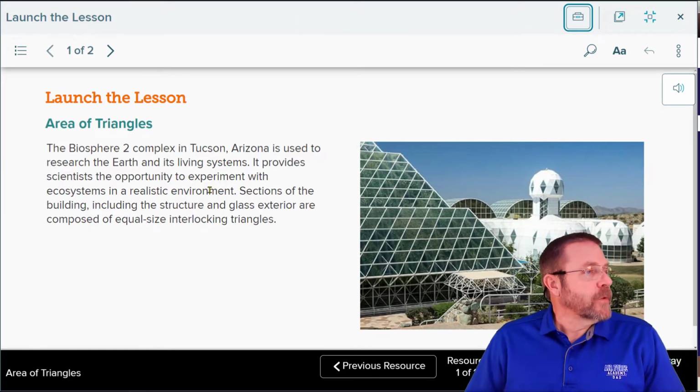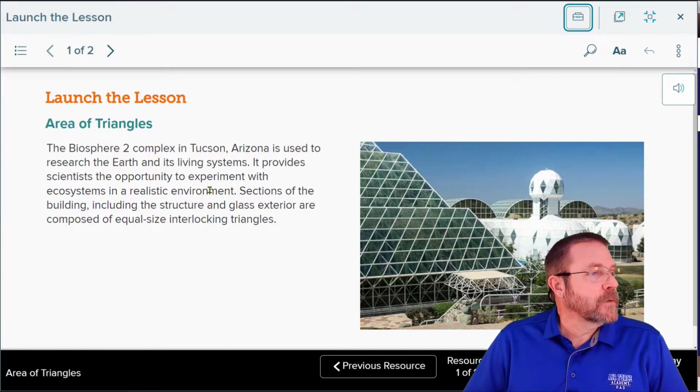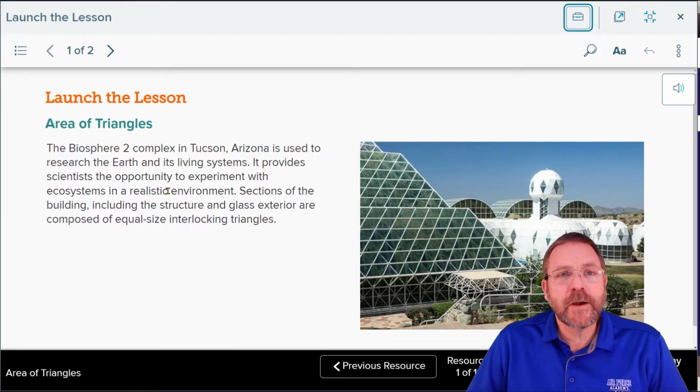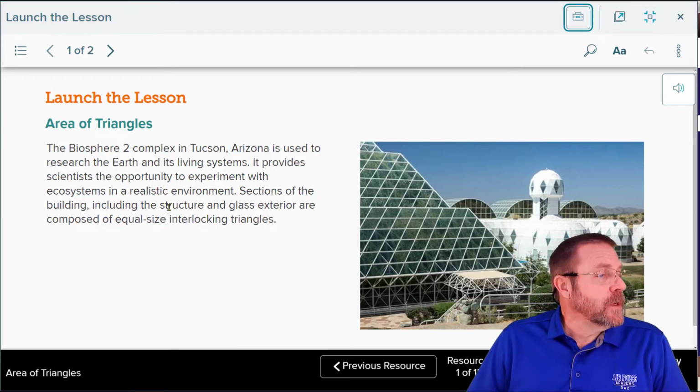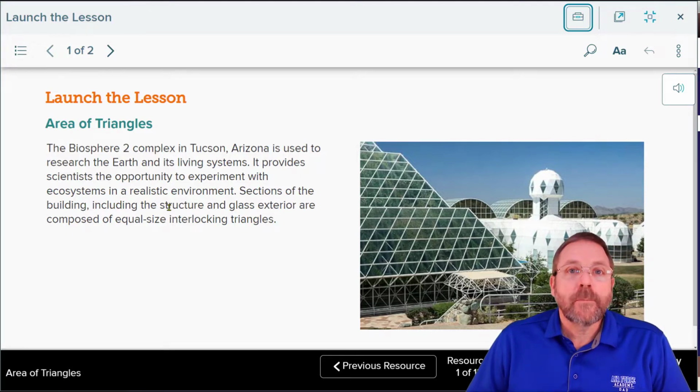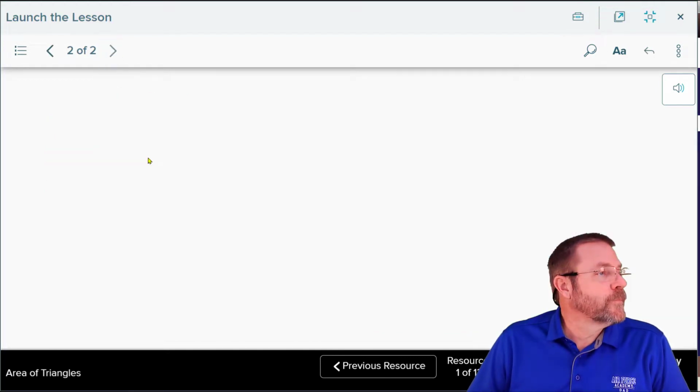The Biosphere 2 complex in Tucson, Arizona is used to research the Earth and its living systems. It provides scientists the opportunity to experiment with ecosystems in a realistic environment. Sections of the building, including the structure, the glass, and exterior, are composed entirely of equilateral triangles.